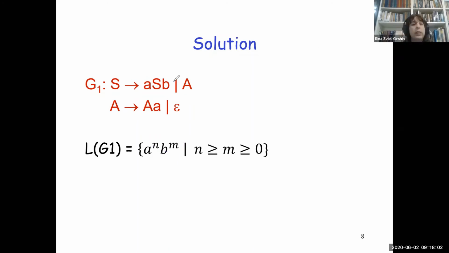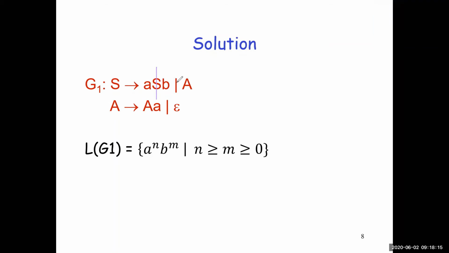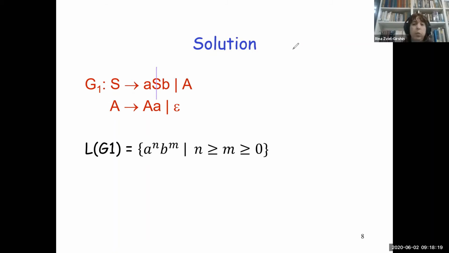You could also use the prefix and suffix and explain that you have a prefix of A's, a suffix of B's, and the prefix of A's has the same or greater length than the suffix of B's. This definition would also be good and explain what we have.